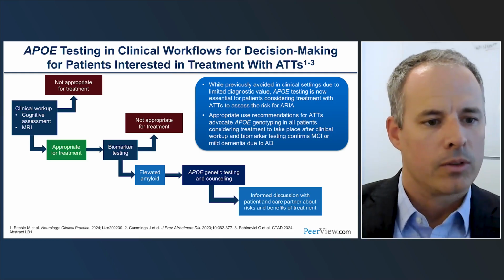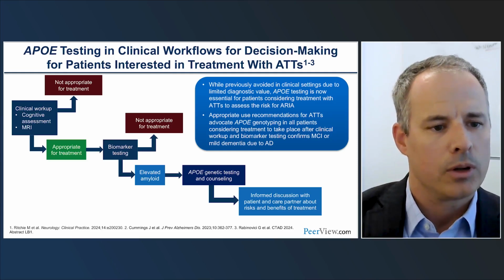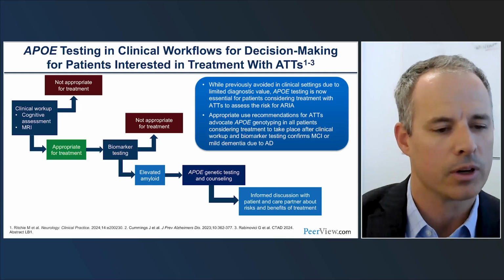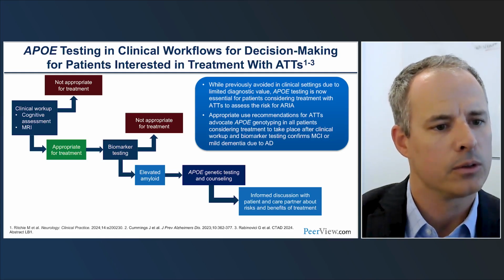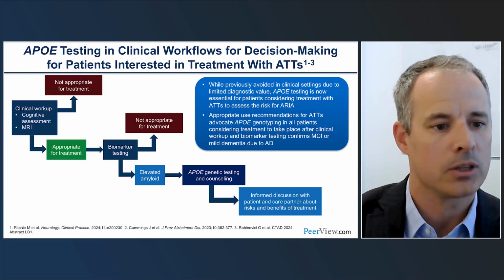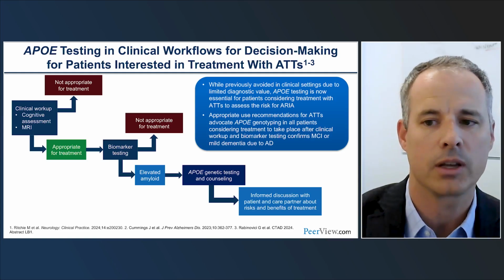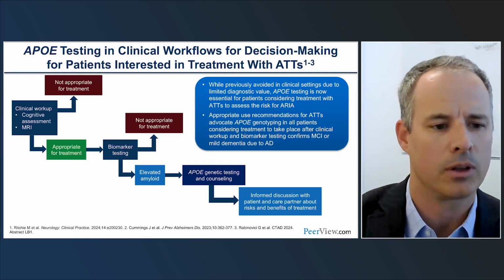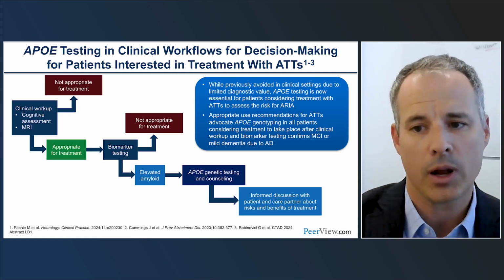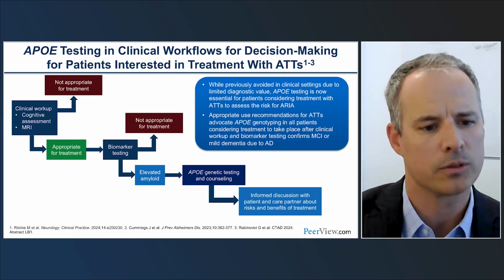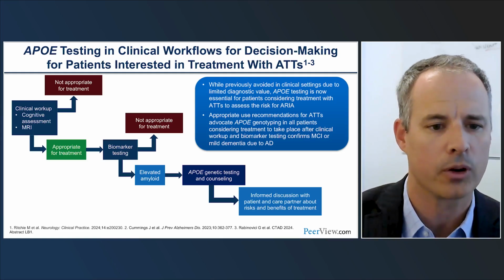So this is a diagram showing the clinical workflow for assessing a patient for potential treatment with anti-amyloid-targeting therapies. And this includes clinical workup, as I mentioned, in which they have a cognitive assessment where one can assess their level of impairment, make sure that they fall within the clinical criteria, and that their syndrome is consistent with Alzheimer's disease. And then an MRI, so they have to meet these MRI criteria that I mentioned before, including less than 4 microhemorrhages. And at that point, if they are still appropriate for treatment, then we move on to biomarker testing.